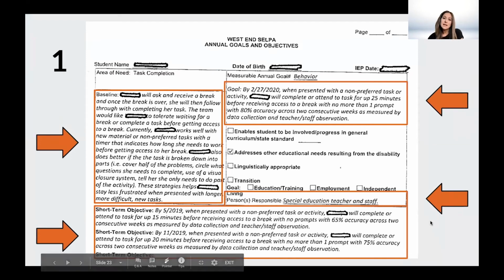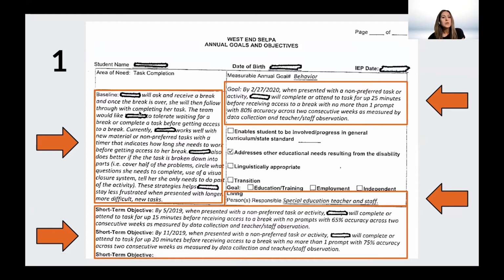And these are some examples of how they look in an IEP, where we have a section for the baseline. For example, she'll ask and receive a break, and once the break is over, she will then follow through with completing the task. The team would like for her to tolerate waiting for a break or complete a task before getting access to a break. Currently, student works well with new material or non-preferred tasks with a timer that indicates how long she needs to work before getting access to her break. Also, she does better if the task is broken down into parts, and this strategy helps her to stay less frustrated when presented with longer, more difficult new tasks.